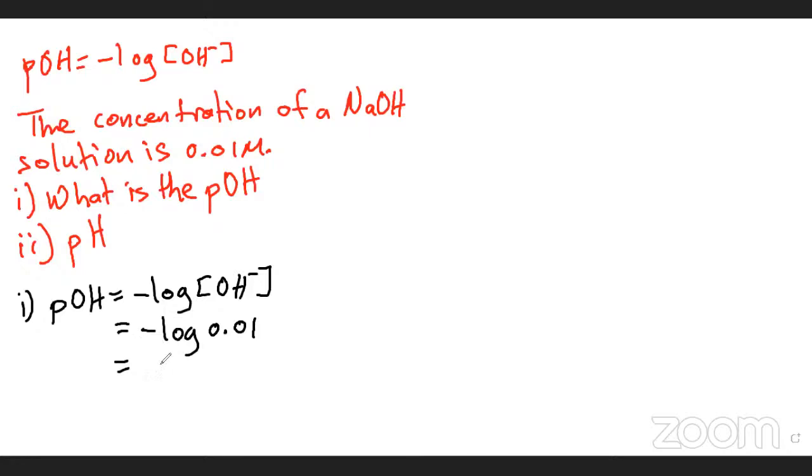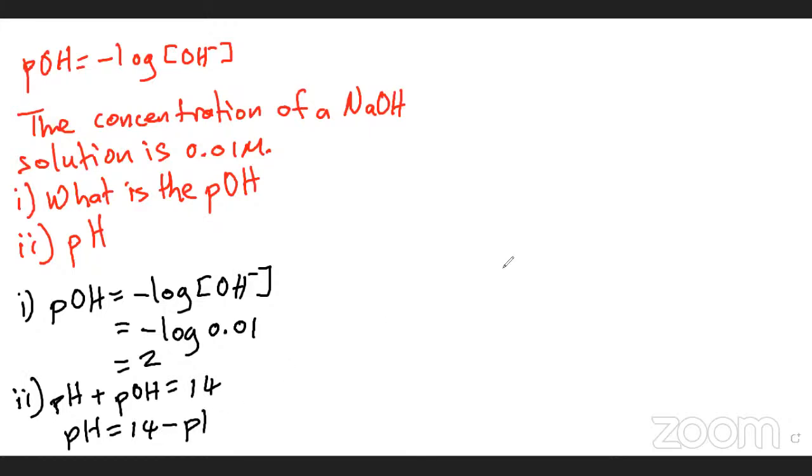The pOH is 2. Now remember, I gave you a formula earlier that says pH plus pOH is equal to 14. That means if I want pH, it is equal to 14 minus pOH. And the pOH we just calculated is 2. So the pH is equal to 14 minus 2, which is equal to 12. And as expected, it's a basic solution, so the pH should be above 7. All right. So we can give you the concentration of a base and ask you for the pH. Second way you can do it. So it's two ways that you can do it.